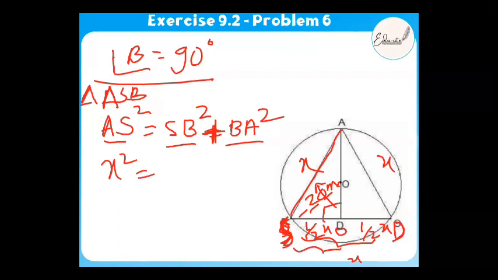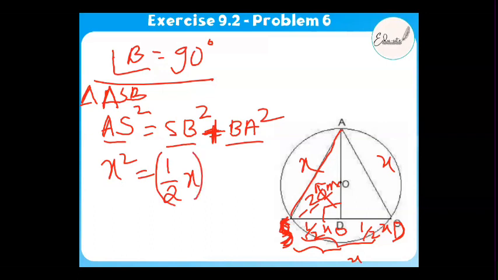Instead of SB, can we not write half X? Yes, half of X whole square. Can we write this in this way? Half of X whole square, plus, what is BA square? BA square is not given, right? So let's write BA square as it is.